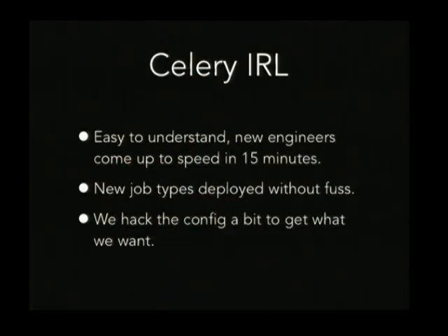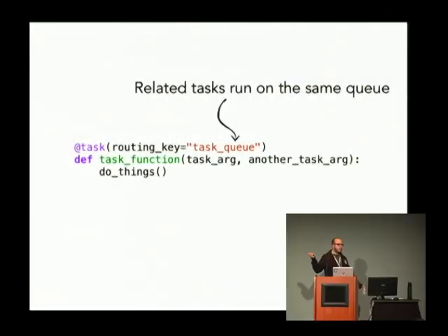We can deploy new job types without a lot of work. And we have to do a little bit of config hacking to make this work for us. This is basically what a Celery job looks like. It's really easy. You technically don't even need the routing key on there. We run tasks on their own queues, and we group them so that when they start backing up, our alerting isn't just telling us tasks are backed up, now go find out which task is backed up. We know which ones are backing up, and we can take immediate action.